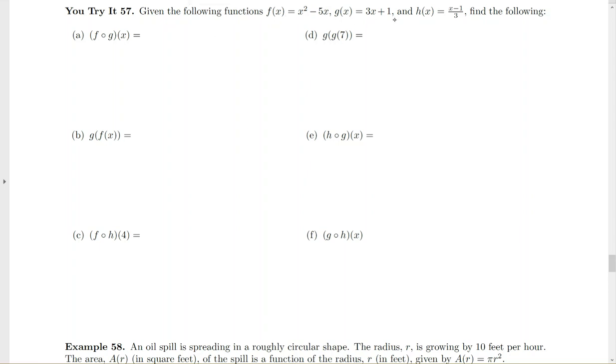So using the three functions up here in the directions, we're going to be finding different composite functions. So the first one here, f of g of x, can be rewritten as f of g of x. Then our inside function is the one we focus on first, and we're going to find g of x, and we plug that in for g of x. So g of x is 3x plus 1.